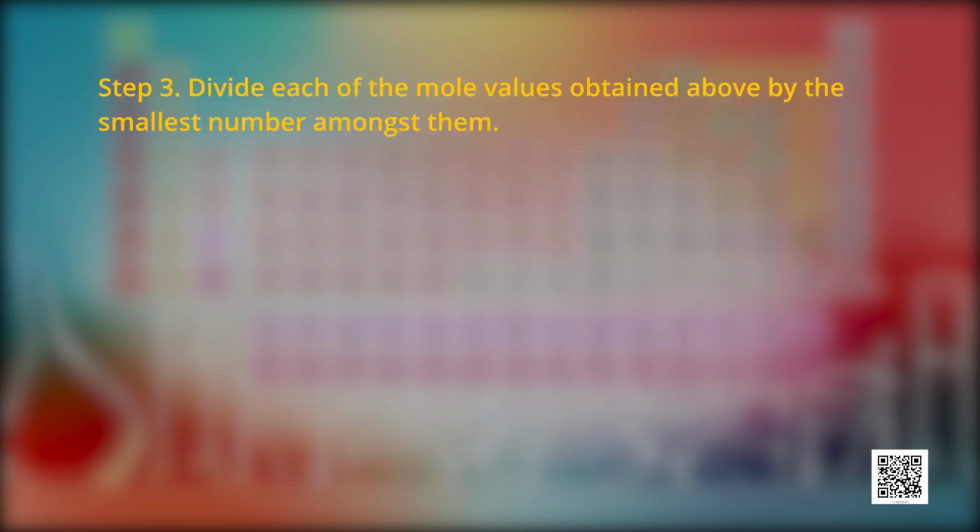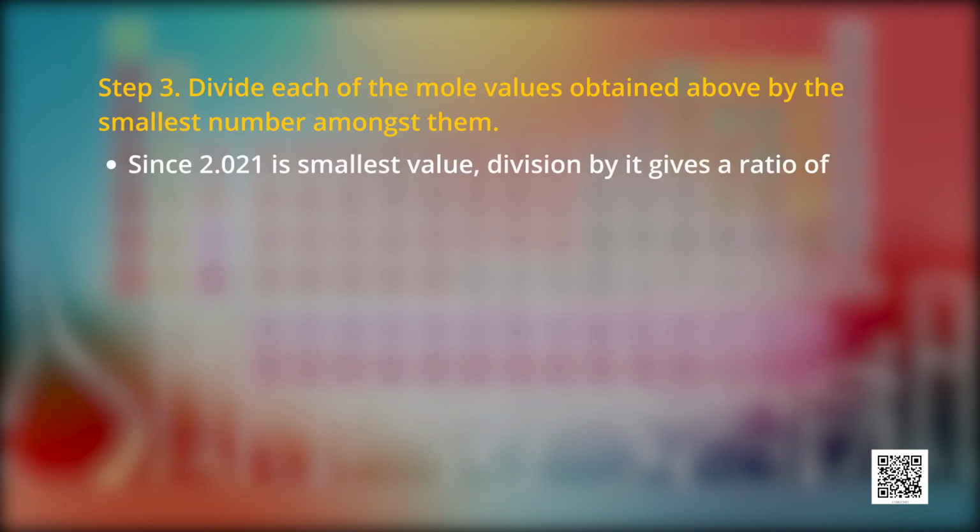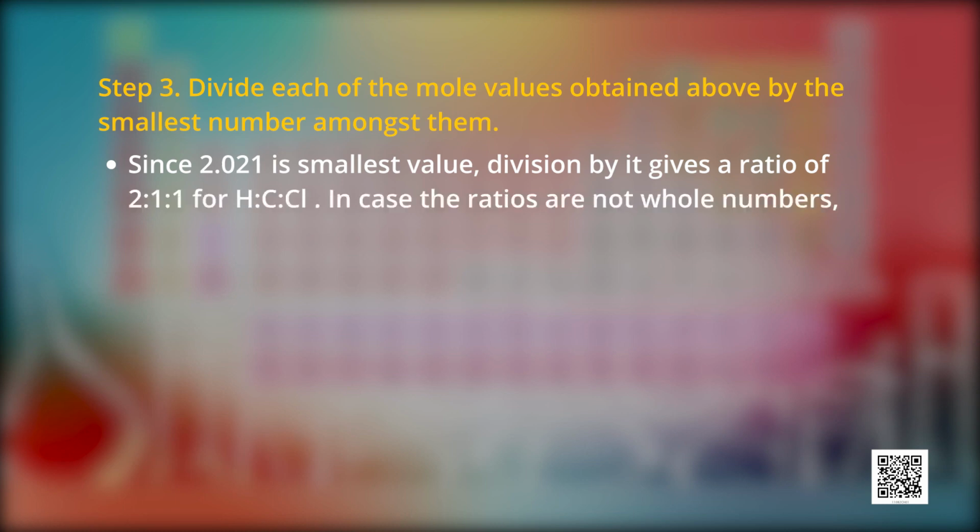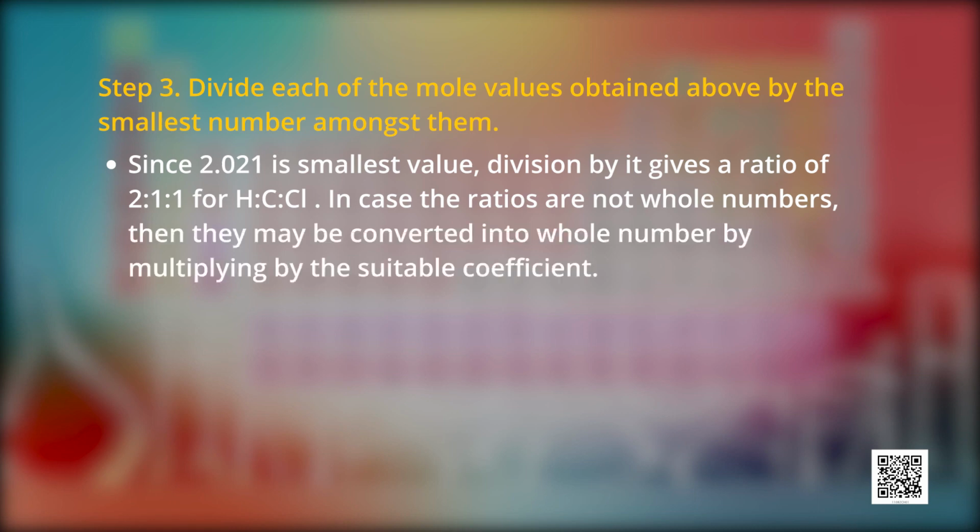Now in step 3, we will divide each of the mole values obtained above by the smallest number amongst them. Since 2.021 is the smallest value, division by it gives a ratio of 2:1:1 for hydrogen is to carbon is to chlorine. In case the ratios are not whole numbers, then they may be converted into whole numbers by multiplying by a suitable coefficient.